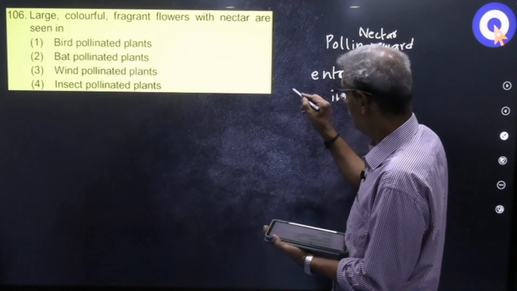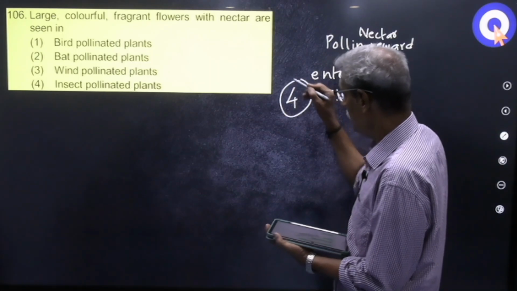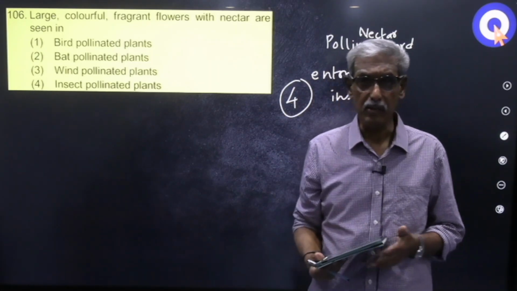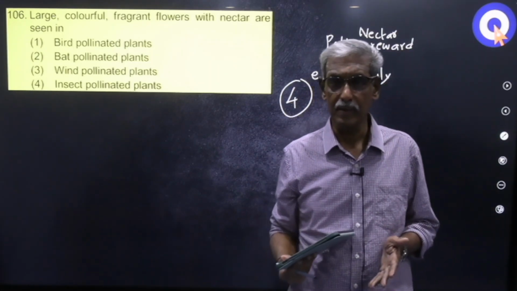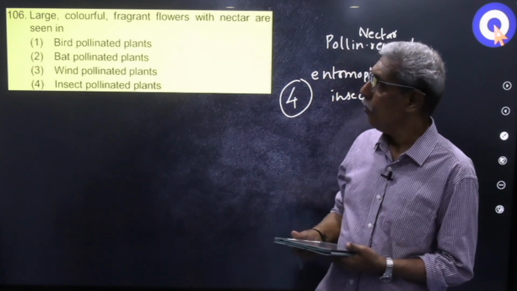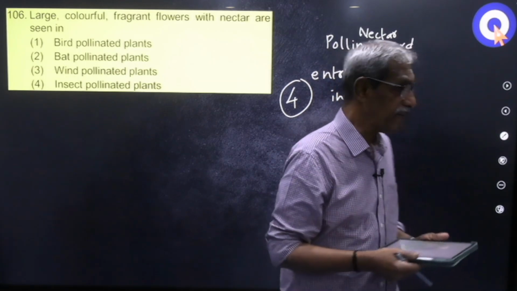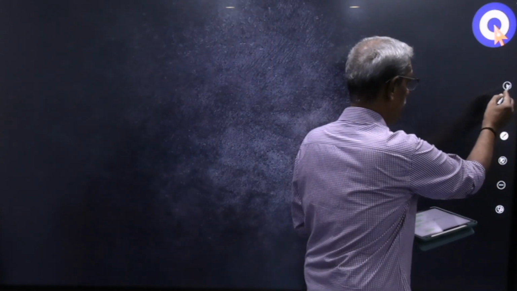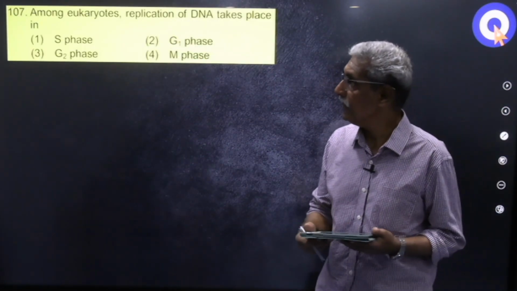So the correct answer here is 4, and this is a basic botany question which says what are the characters of insect pollinated flowers. Now we go to the next one.